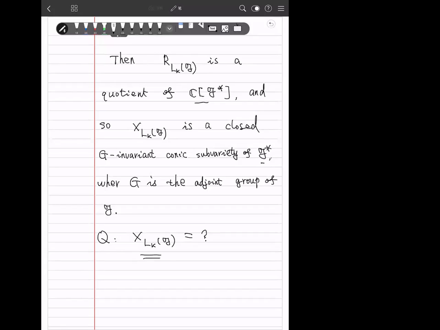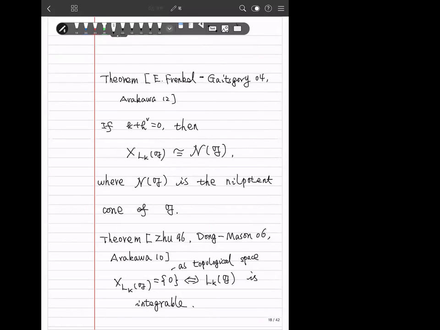The variety of the universal affine VOA is easy to see, it's clear. But for the simple quotient it's not easy in some cases. Now we have the following result. For the critical case, that is, k plus the dual Coxeter number is 0, the variety is just the nilpotent cone of the Lie algebra g.